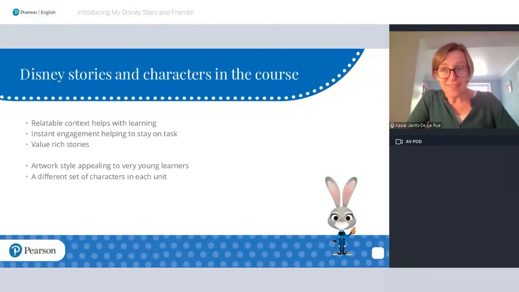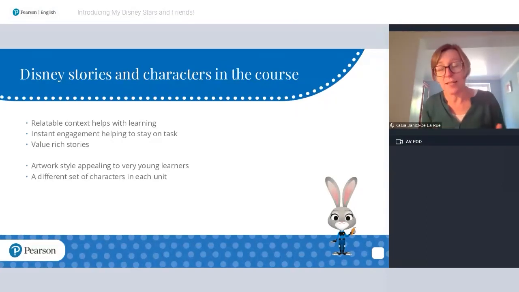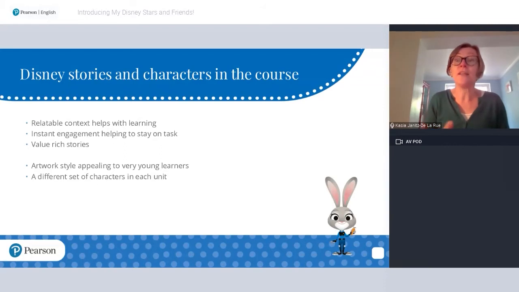I mentioned that this context really helps children to engage and be motivated by the learning materials in a unique way. Obviously, children recognize and know a lot of the Disney stories and characters, and they love them, and that helps them stay on task longer. As you know, 3-4-year-olds do not have a very long attention span, but if they're doing something they really enjoy, they are able to do it just a little bit longer, and that is really quite beneficial to their learning.